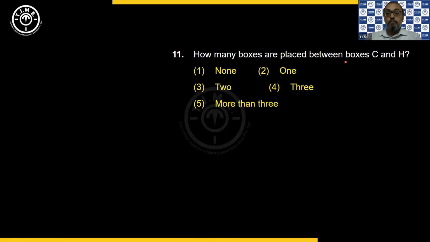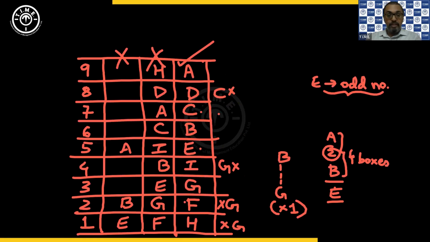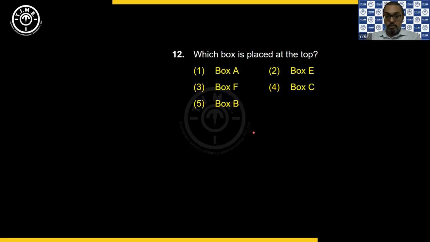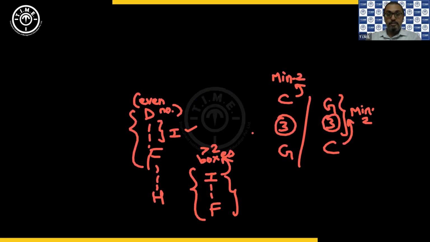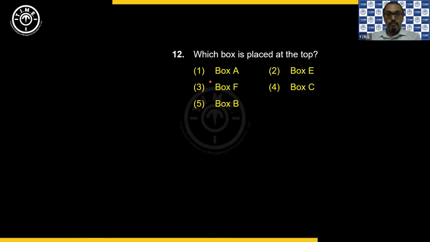Then how many boxes are placed between C and H? Okay. Now between C and H, how many are there? Let us count. 3, 4, 5 boxes are there between. So it is more than 3. Okay. More than 3. Then which box is placed at the top? So if you check which is at the top, A is at the top. And that is choice 1.